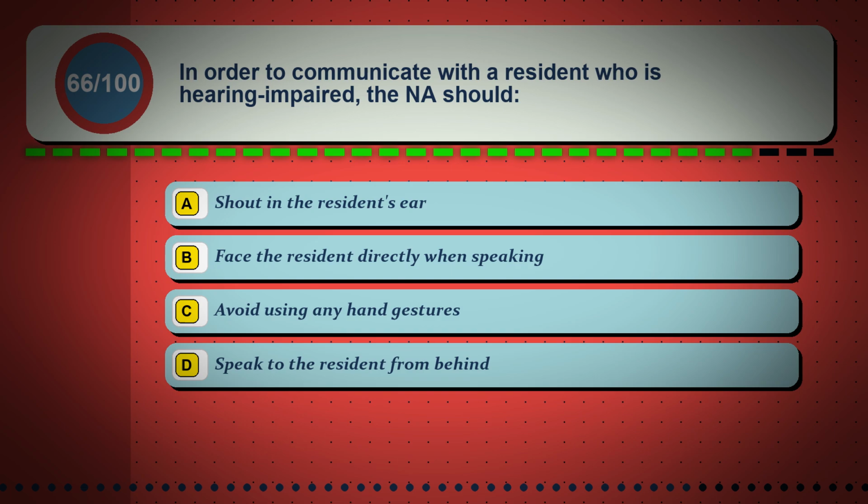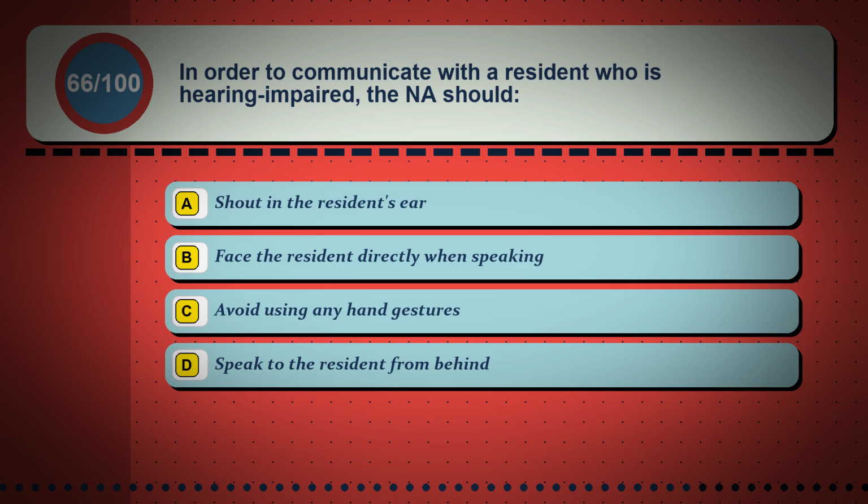Question 66. In order to communicate with a resident who is hearing impaired, the NA should: Option A, shout in the resident's ear. Option B, face the resident directly when speaking. Option C, avoid using any hand gestures. Option D, speak to the resident from behind.